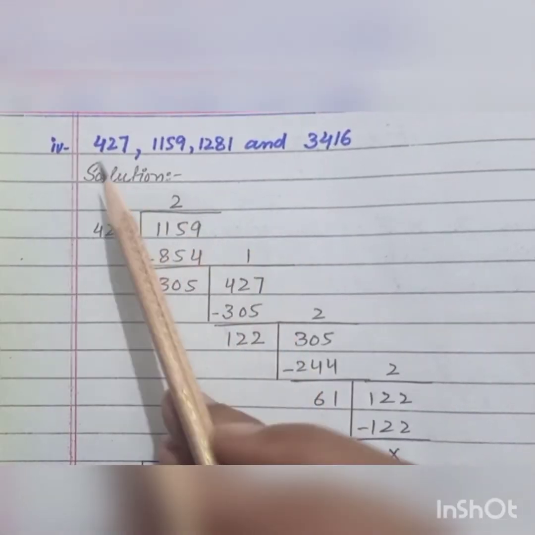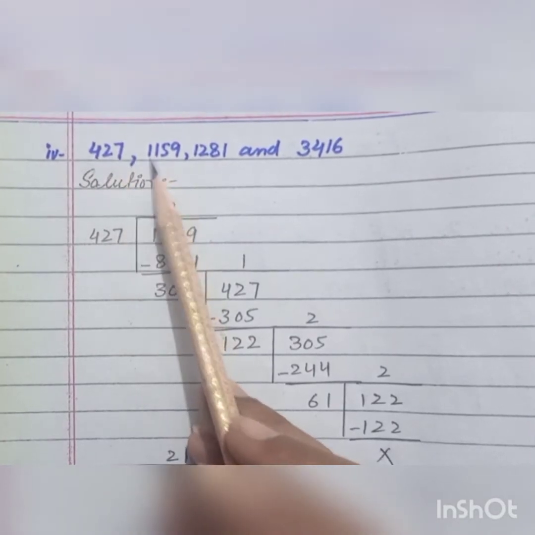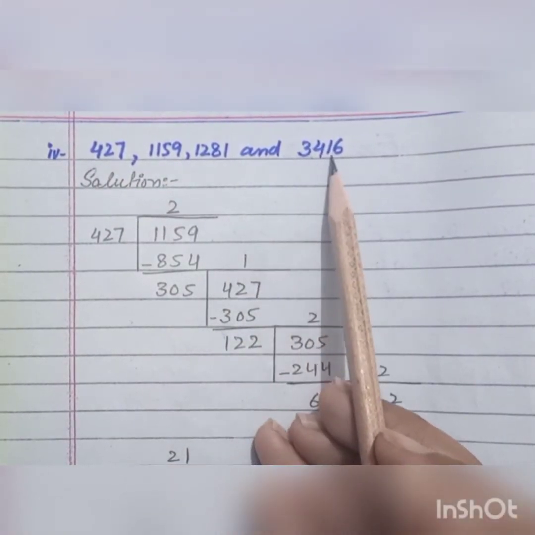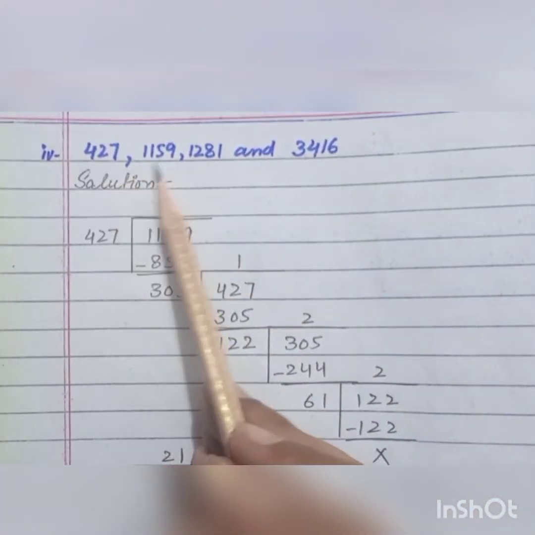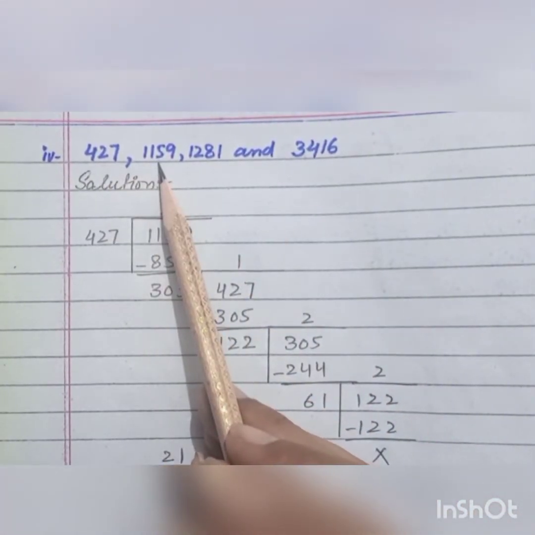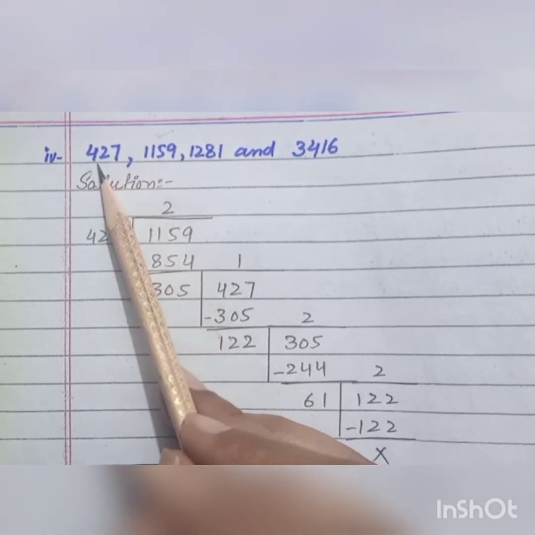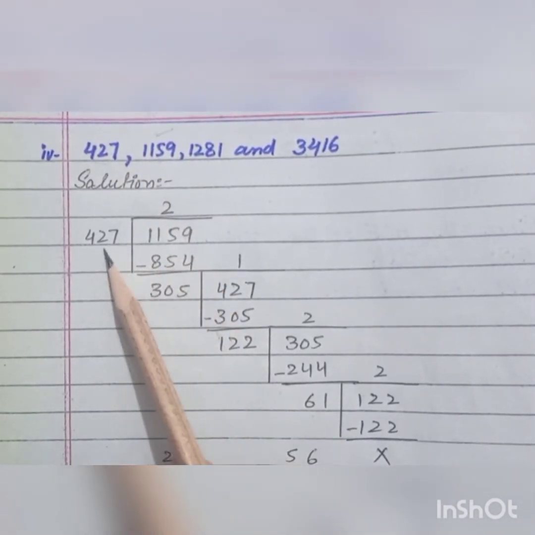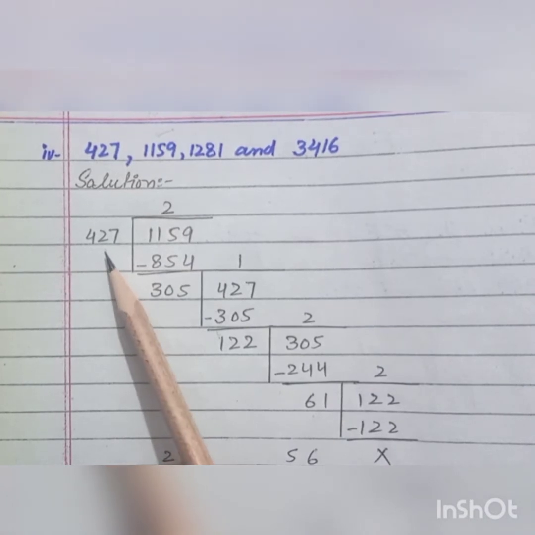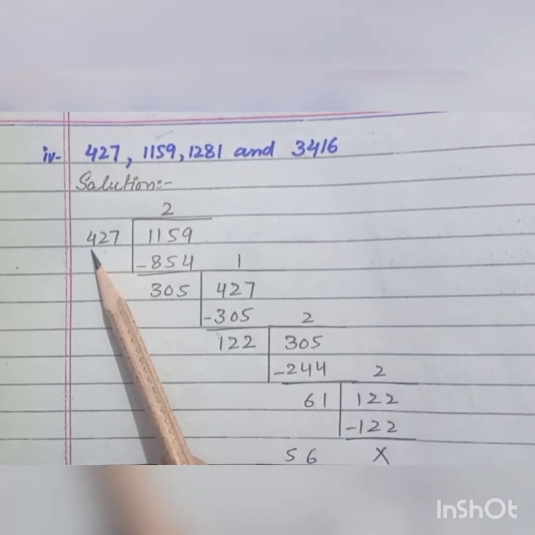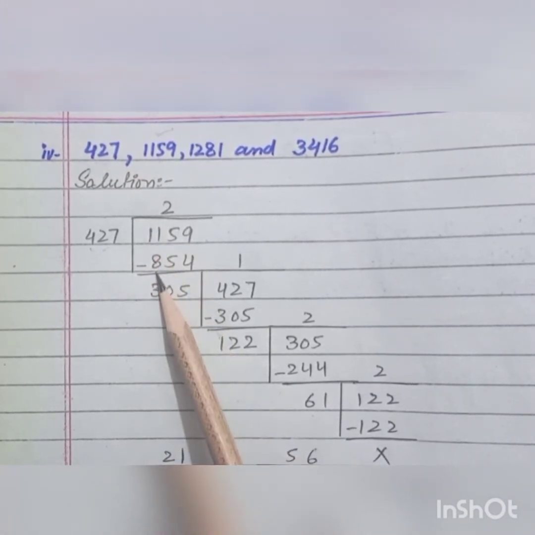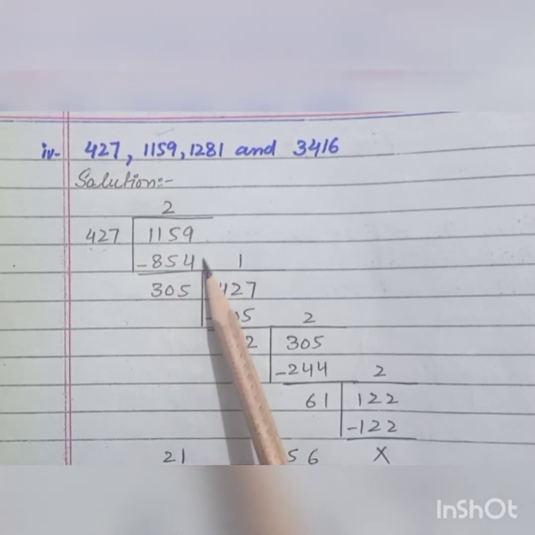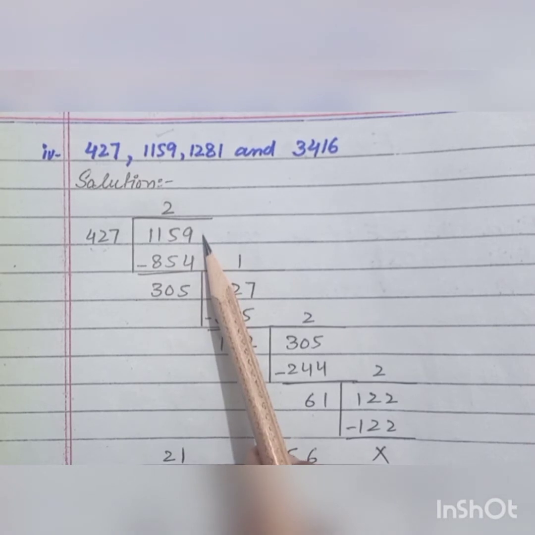Now move towards part number 4, that is 427, 1159, 1281 and 3416. First we will divide these two values, and we can see here this value is greater than this. So 1159 is a dividend and 427 is a divisor. So let's divide it. When we multiply 427 by 2, the answer is equal to 854. If we multiply it by 3, it will be a greater number than this.